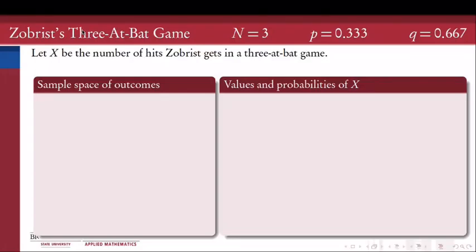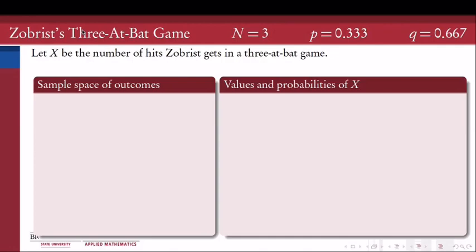So we left off talking about the binomial distribution and how we can use it to model the performance of a baseball player getting 3 at-bats in a game, such as Ben Zobrist in the upcoming Game 2 of the 2015 World Series for the Kansas City Royals. So Zobrist's batting average is .333, which we interpret to mean that he has a 33.3% chance of getting a hit any given time that he goes up to bat.